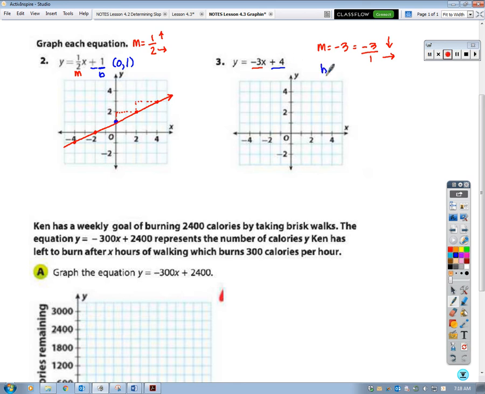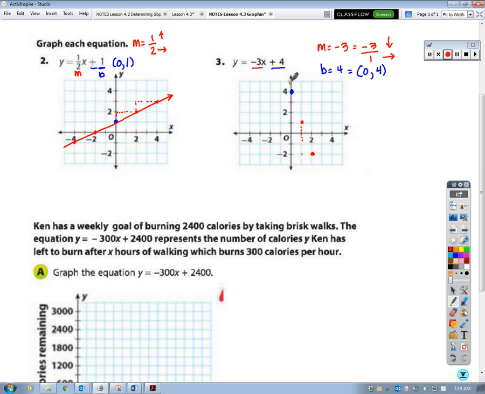And b, in this case, is 4, which means I'm going to start that line when x is 0 and y is 4. So I'm going to travel along that y-axis until I get to (0, 4), and that's going to be my starting point. And then I'm going to use my slope to move from there, so I'm going to go down 3 and over 1. I'm going to do that again. 1, 2, 3, over 1. And then that line could keep going.